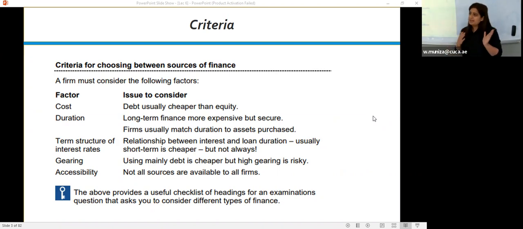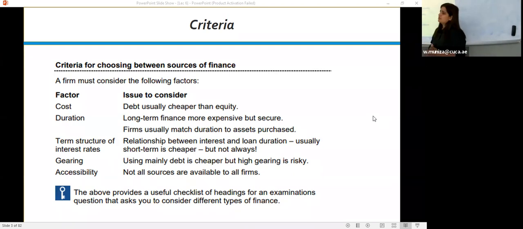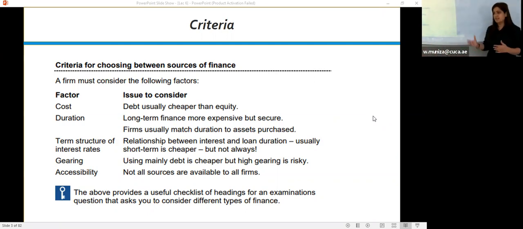Why? Because mandatory repayments are involved in the case of debt financing. It is a must that even if the organization is not earning profit, the principal amount and the interest have to be paid at the specific timings. So gearing, using mainly debt, is cheaper, but high gearing is risky. So for the organization, debt financing can be cheaper, but it is more risky as compared to equity financing.